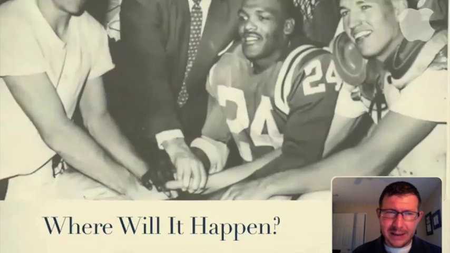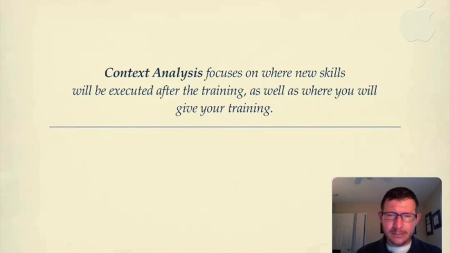So let's move this idea forward a little bit. A context analysis does two things. It focuses on where new skills will be executed after the training, as well as where you will give your training. So that has two pieces to it. Part A is where will the skills be implemented or executed after the training. And Part B considers where are you actually going to give your instruction. What's the environment like for you, right?